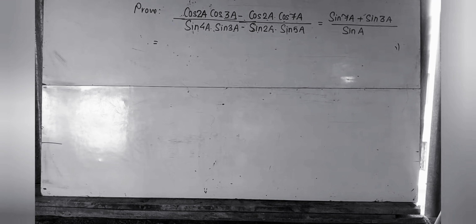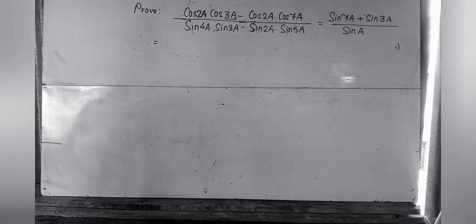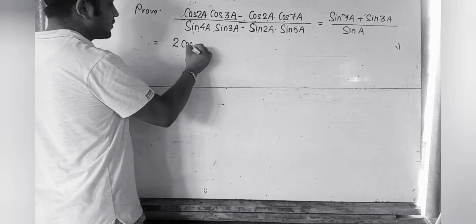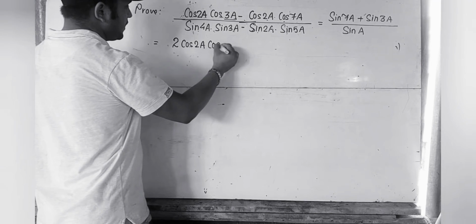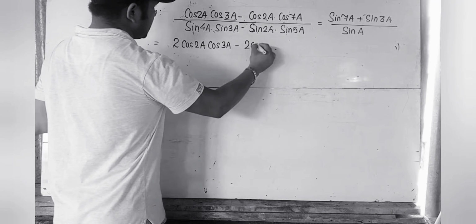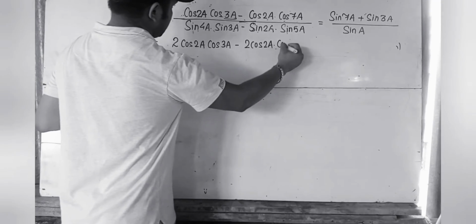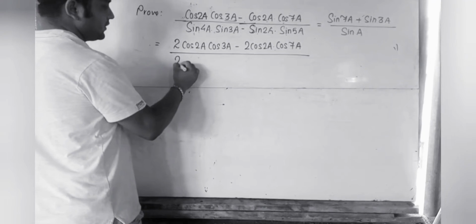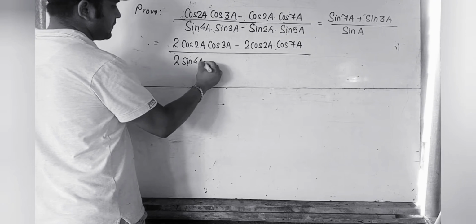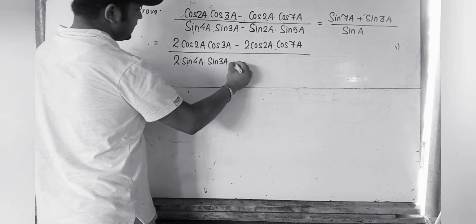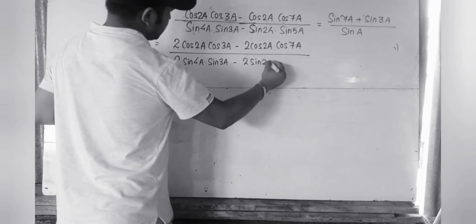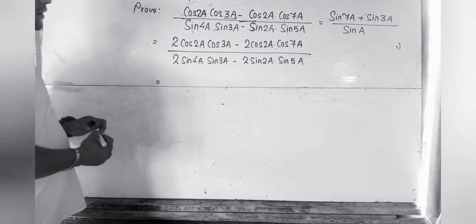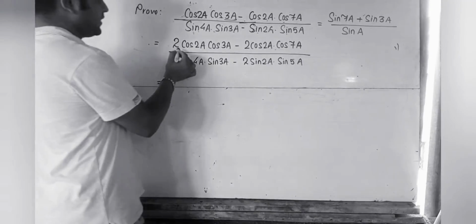Okay, now we're going to start the problem given on the board. We're going to multiply both numerator and denominator by 2. When you multiply, we get 2 cos 2a cos 3a minus 2 cos 2a cos 7a by 2 sin 4a sin 3a minus 2 sin 2a sin 5a. Now we will apply the formula for 2 cos a cos b.